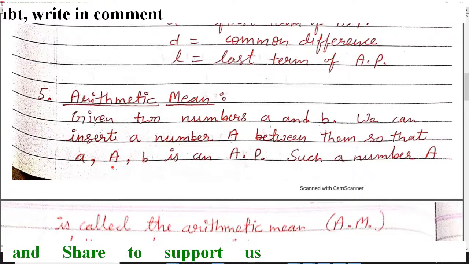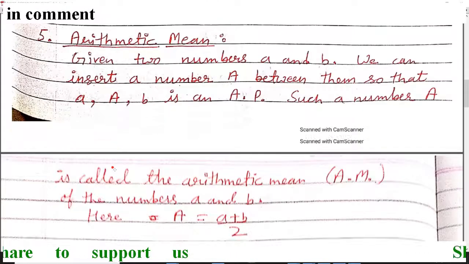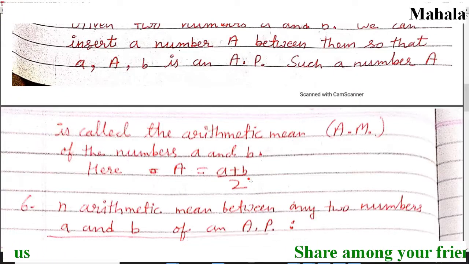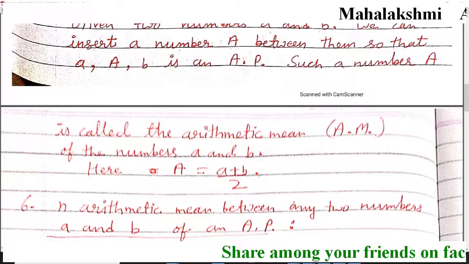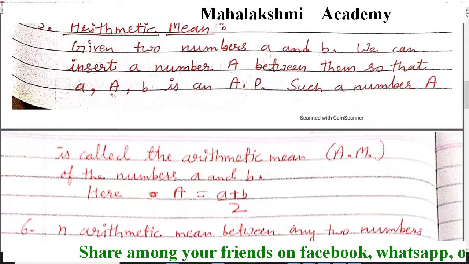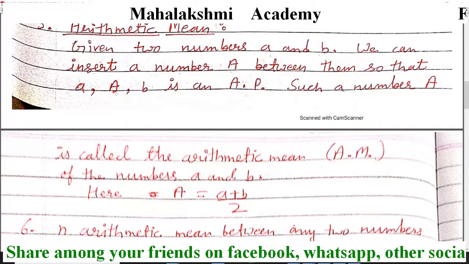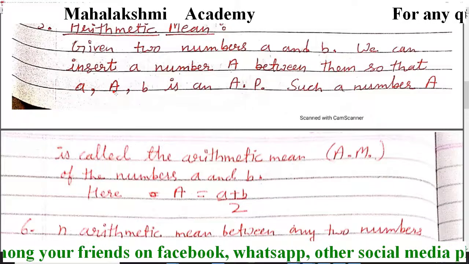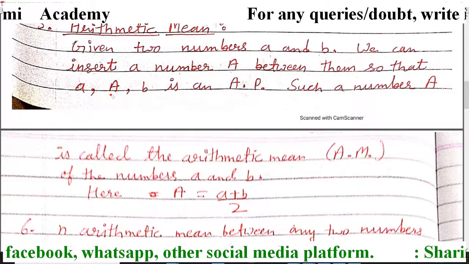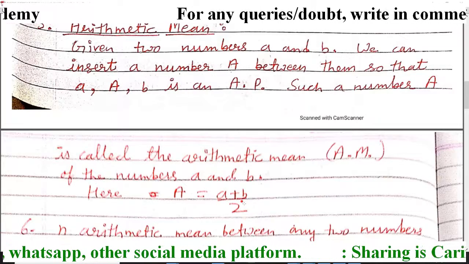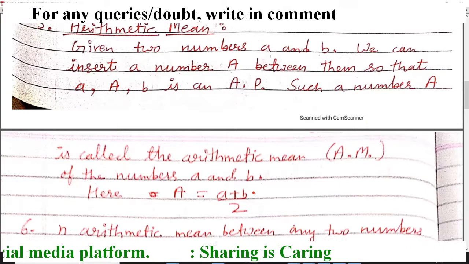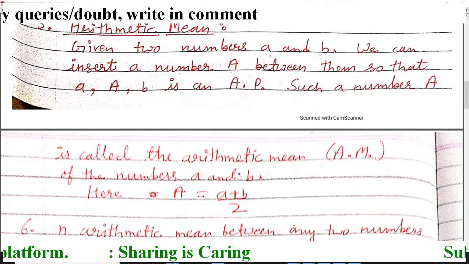Now how to get this capital A? The formula is very simple. The arithmetic mean formula is (a plus b) upon 2. This is only for one arithmetic mean introduced between a and b. If we have to introduce more than one arithmetic mean, suppose two or three arithmetic means, this formula will not work. That time we have to apply some other formulas. Now we are going to understand that case.